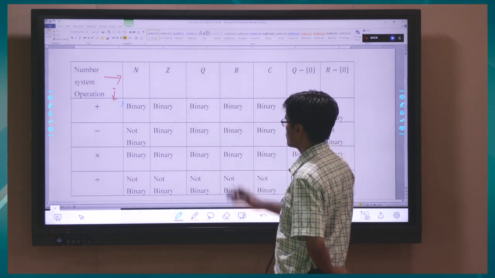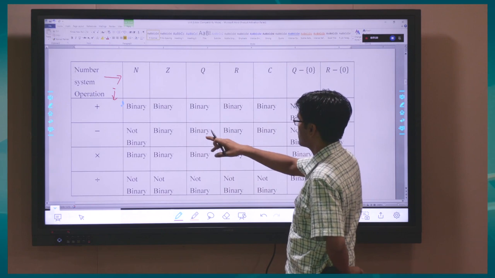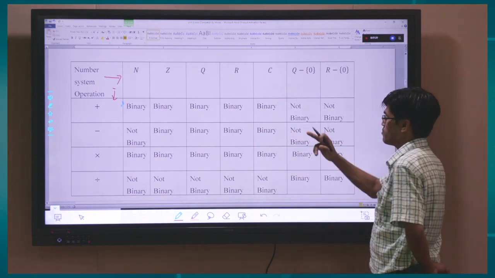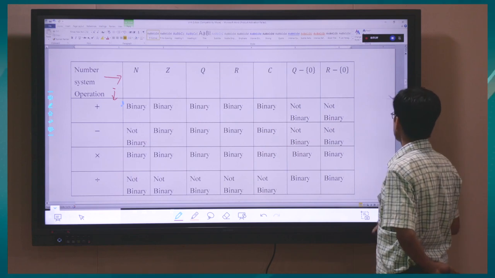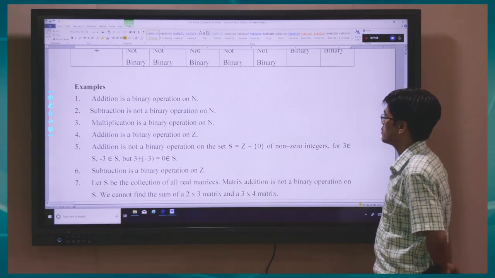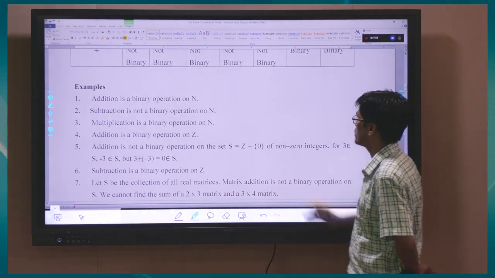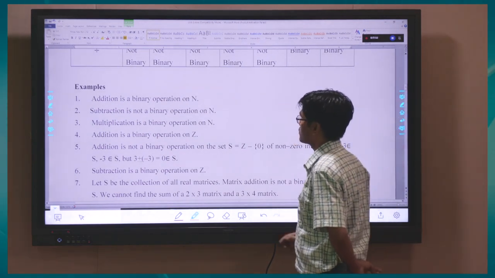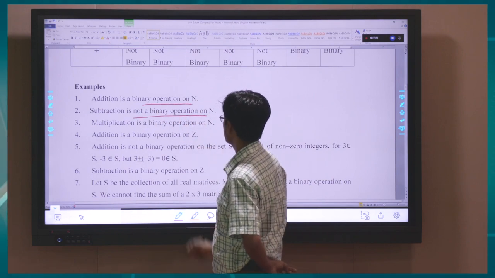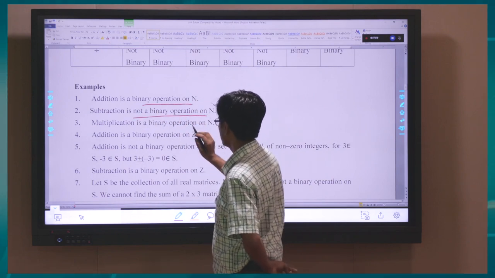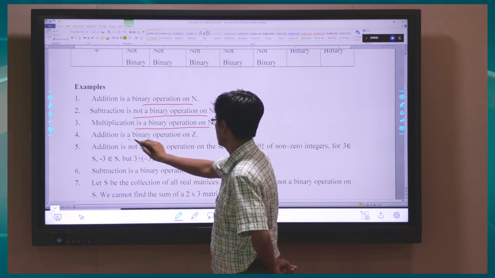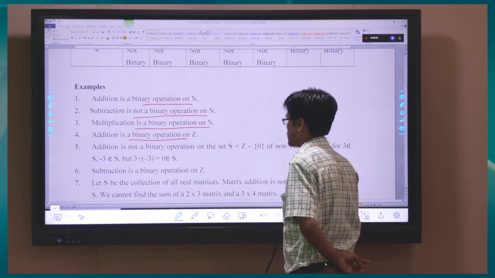So for some number systems these are binary operations, and for some number systems some operations are not binary operations. Here are some examples of binary operations, already discussed in the table. Addition is a binary operation on N. Subtraction is not a binary operation on N. Multiplication is a binary operation on N. Addition is a binary operation on Z.